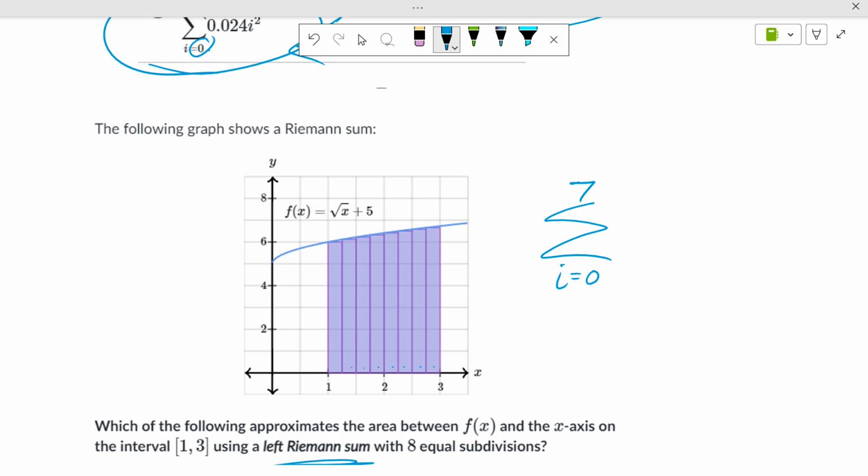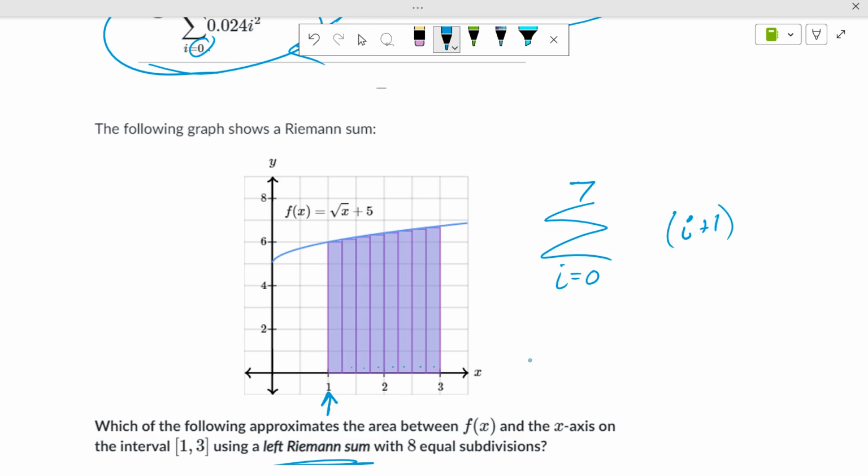Because you count 0 as a number. 0 is my first number, 1's my second number, and so on. So I got to go up to 7. Okay? So I want to start at 1, so I have to add 1 to it to start at 1, right? It's going to be I plus 1.